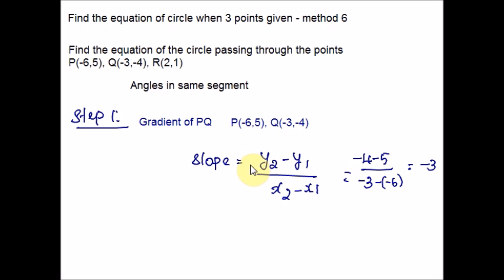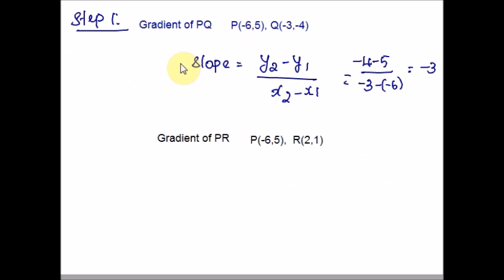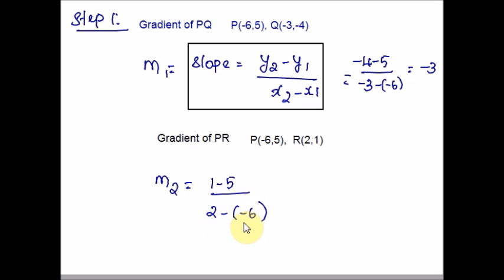Okay, same way let us find the slope of PR. We are just going to use the same formula but the values will be different. Instead of Q I'm going to take R. Let this slope be M1 and this slope be M2, just to avoid confusion. 1 minus 5 and 2 plus 6 in the denominator. So -4 over 8, which is nothing but -1 over 2. Hope you're clear with step 1. We are just finding the slopes for the two chords PQ and PR.